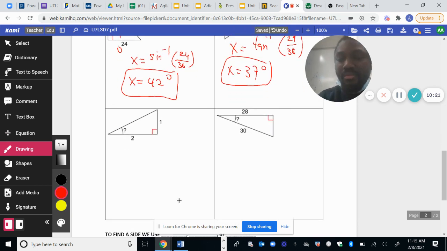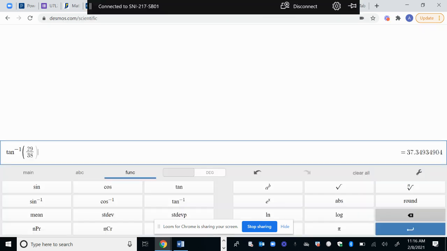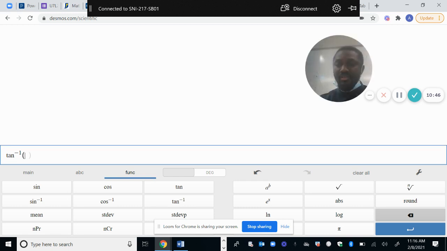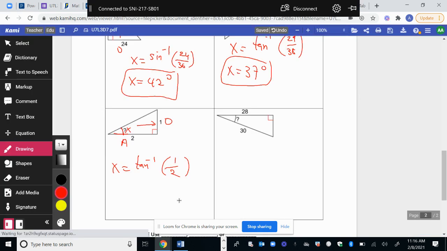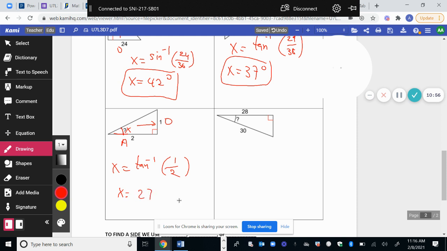Here too, you're going to do the same thing. This is the missing angle X, opposite side, adjacent side. So you're going to say X equals the relationship that gives opposite over adjacent, which is called tan inverse. So you put the inverse and then O is 1, A is 2. So what is tan inverse of half? Tan inverse of half is 26.56. So we're going to say 27. So X is 27 degrees.